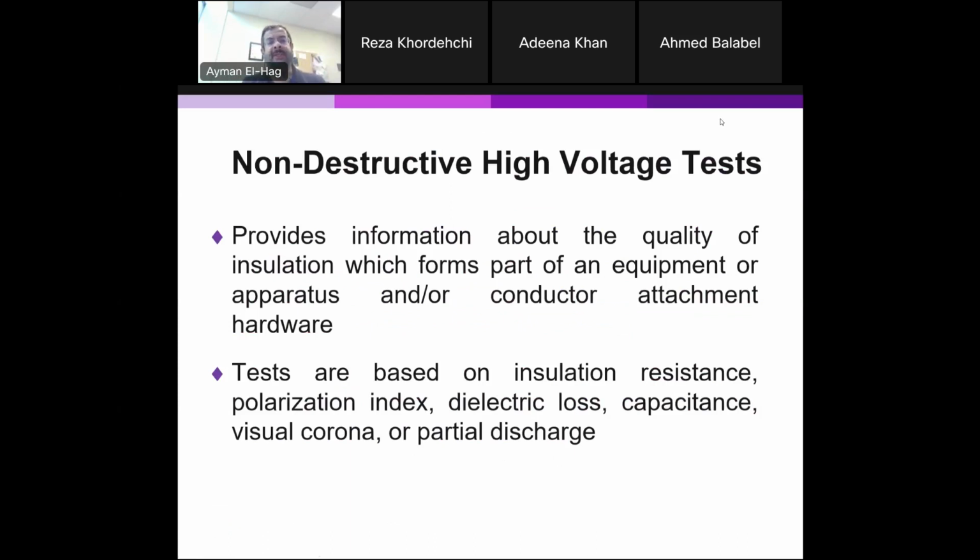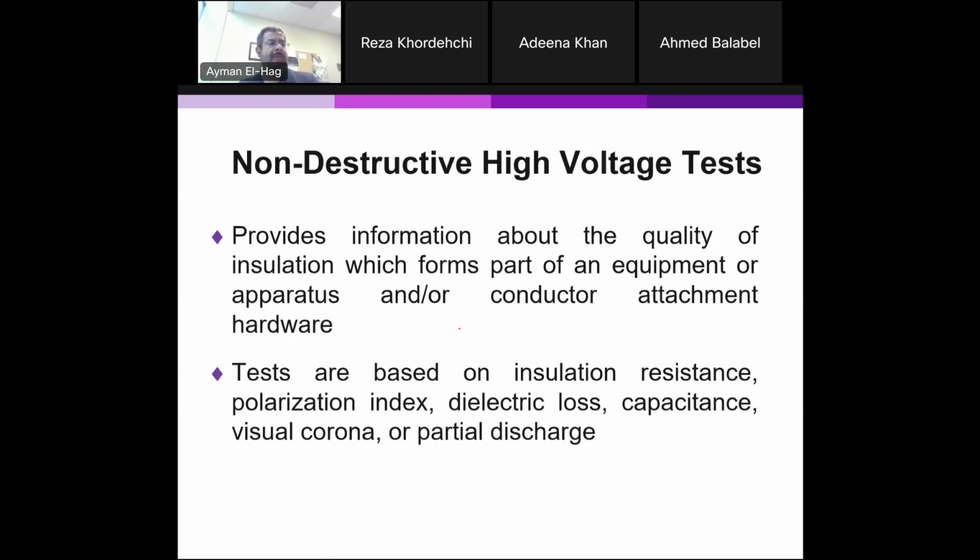But non-destructive tests, on the other hand, give you information about the quality of the insulation. So it will tell you if the insulation is good, excellent, moderate, bad. So you will have more descriptive terminology or descriptive words to describe the insulation. Is it aged? Is it still new? Does it have moisture in it? And so on and so forth. So these tests are for the quality of the insulation.